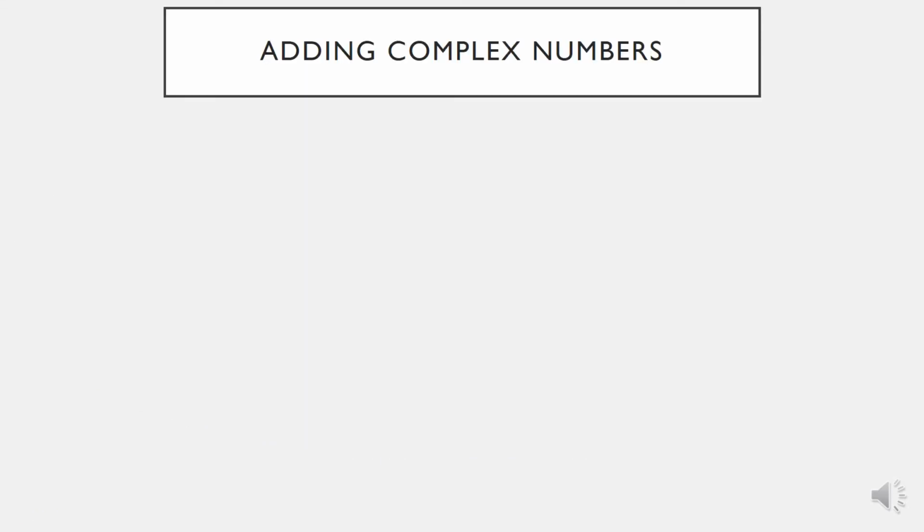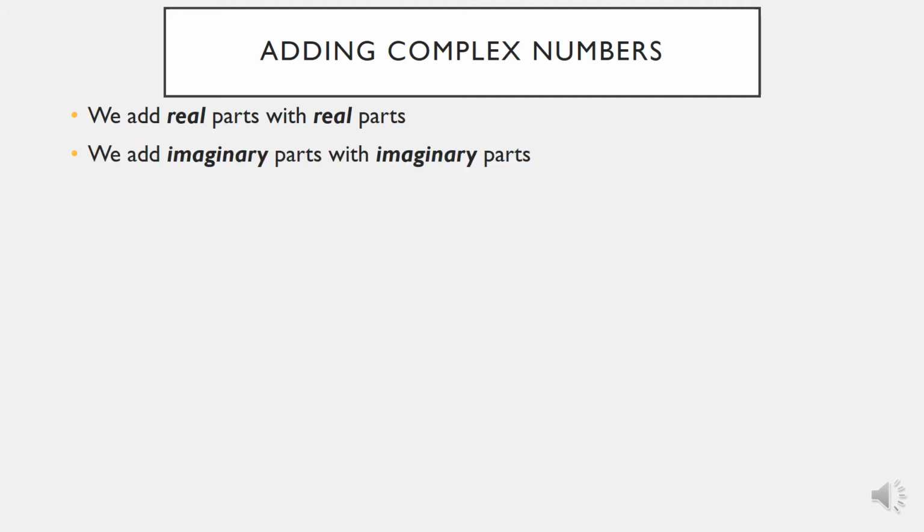Now we're going to add some complex numbers. The rule is basically we add real with real parts, and we add imaginary with imaginary parts. Not unlike your algebra where you add x's to x's and y's to y's and you cannot combine them because they're different. The same rules apply to subtraction, as subtraction is the opposite to addition.